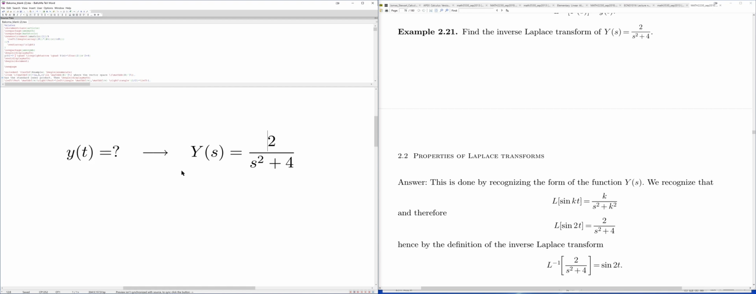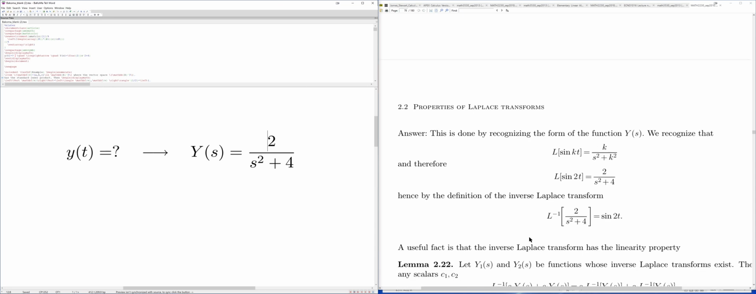So your inverse Laplace transform of 2 on s squared plus 4 is going to be this y of t over here, and the y of t will have to be sine 2t. How you're going to write this is the Laplace inverse of 2 on s squared plus 4 is sine 2t.